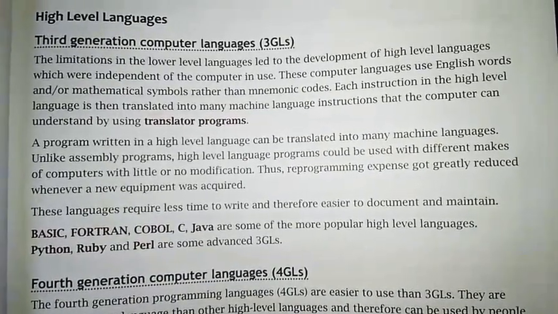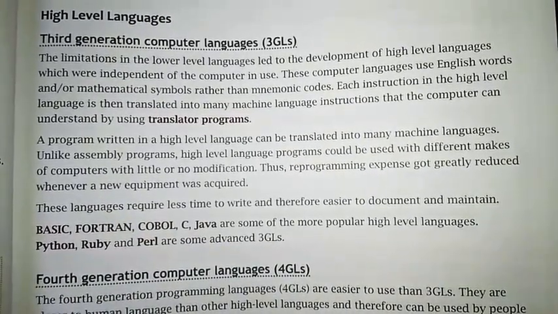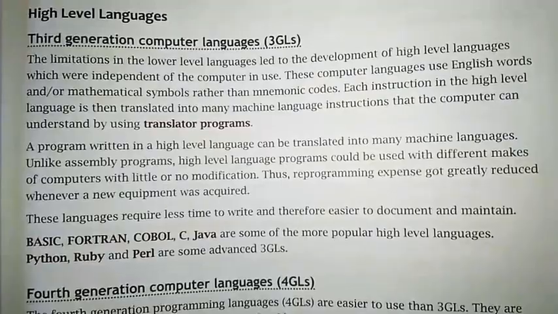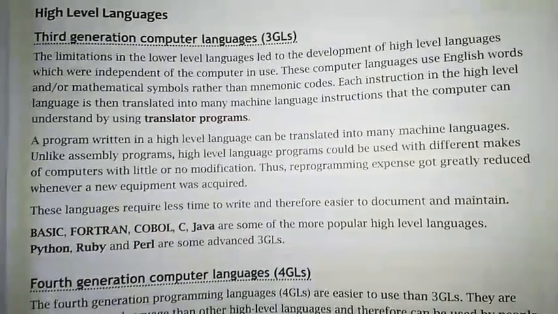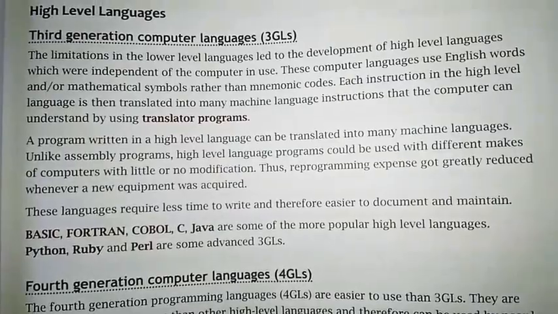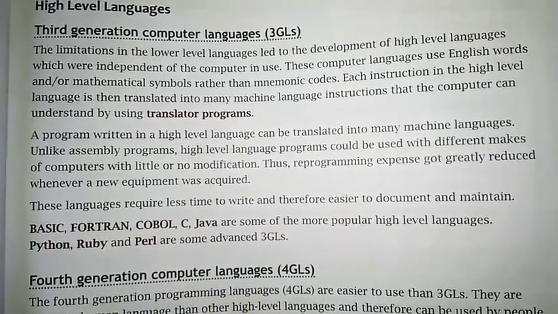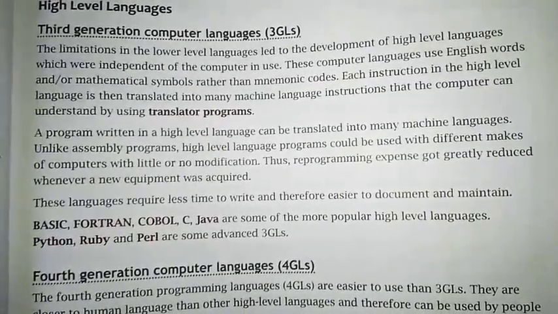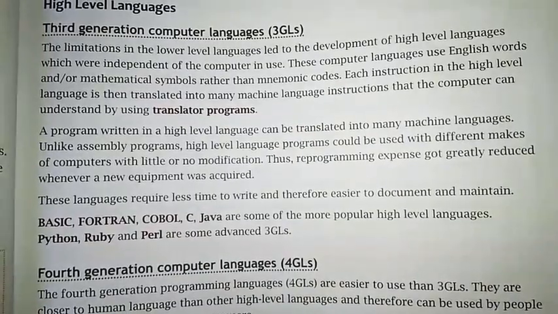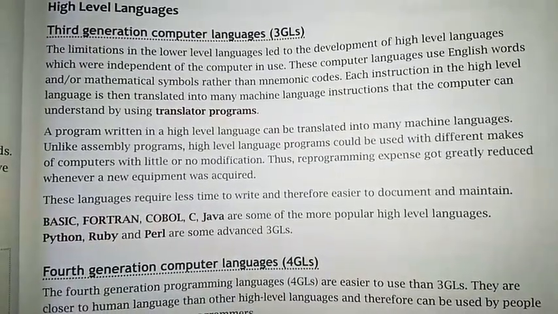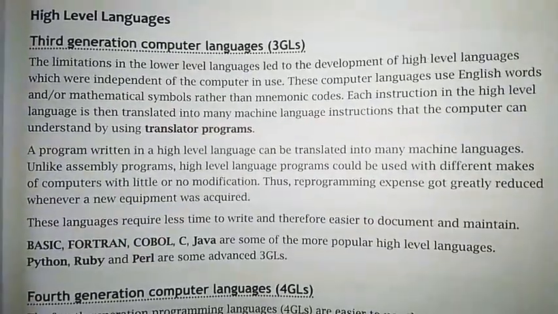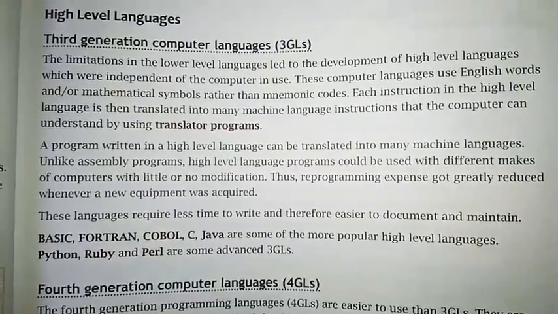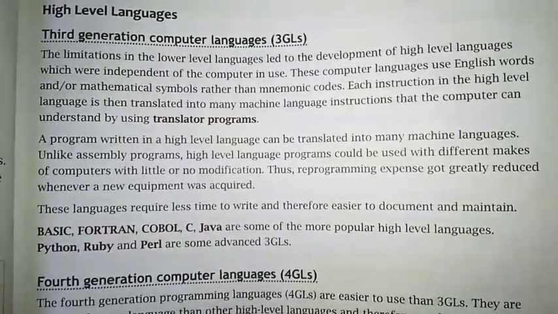So let's start. The limitation in the lower level languages led to development of high level languages, which were independent of the computer in use. As we all know that according to time, the generation of the computers change, as well as the generation of the language of the computer also change time to time. Okay, so after lower level languages, higher level languages were also invented. Then after these languages reduce the calculation of the computer system.